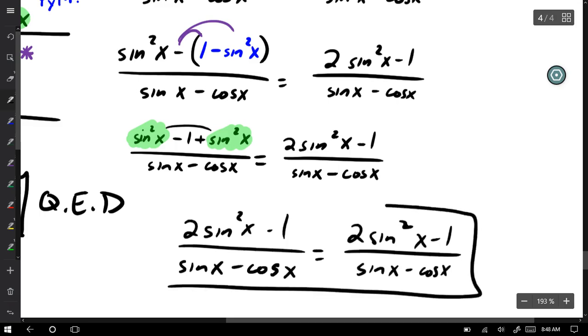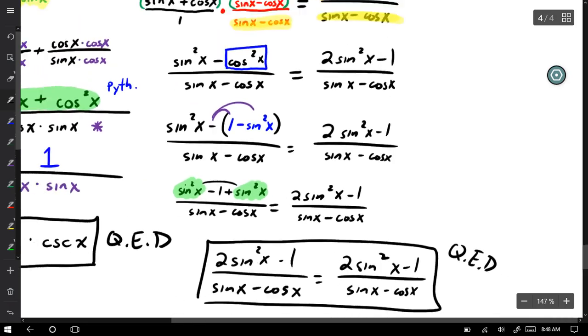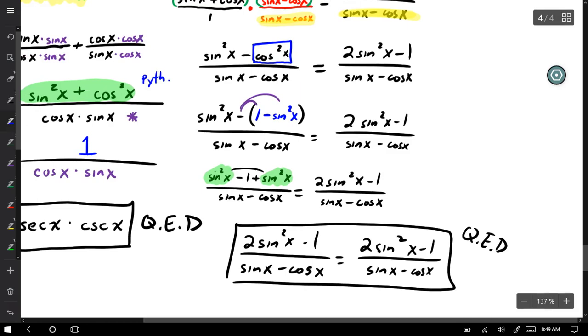So it has been proven. This is the second time we have used the reverse of a Pythagorean identity, and you want to get used to the format of it. Like, why? When do you use it?